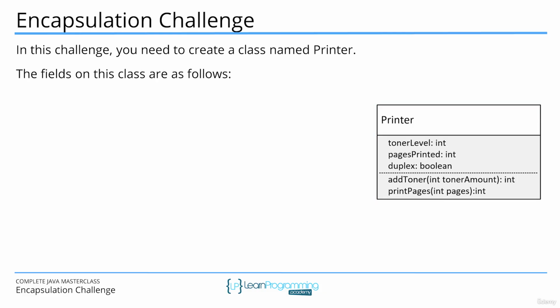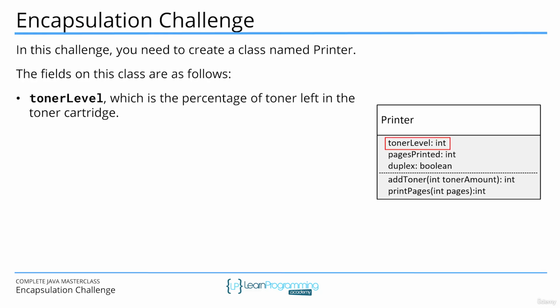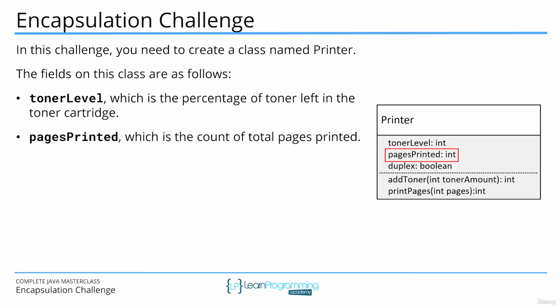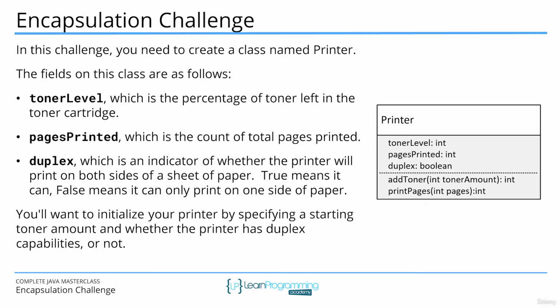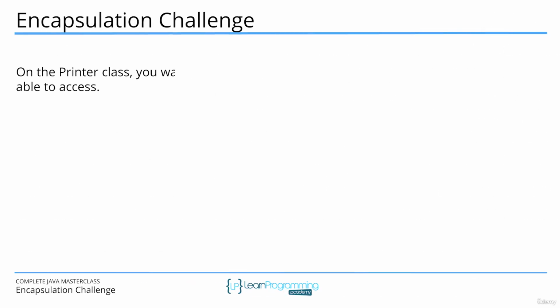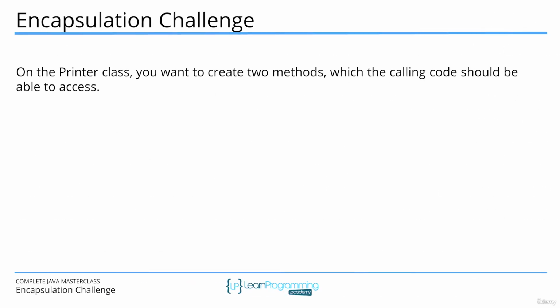The fields on this class are as follows: toner level, which is the percentage of toner left in the toner cartridge; pages printed, which is the count of total pages printed; and duplex, which is an indicator of whether the printer will print on both sides of a sheet of paper. True means it can, false means it can only print on one side of paper. You'll want to initialize your printer by specifying a starting toner amount and whether the printer has duplex capabilities or not. On the printer class, you want to create two methods which the calling code should be able to access.